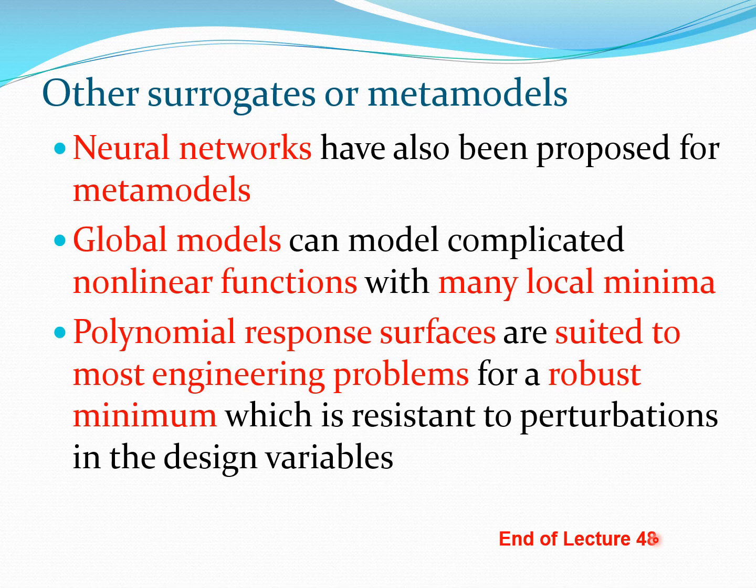However, I would say that polynomial response surfaces are well suited to most engineering problems because a very deep local minimum is often not very useful. You want a shallow local minimum which is robust. That means if you have perturbations in your design variable, your minimum point should not fluctuate too much. So response surfaces based on polynomials do help you in these kinds of situations, and you get a good robust optimum design. We have seen this in a work where we compared neural networks with response surfaces and found that response surfaces actually did give a more robust design, though neural networks gave a greater reduction in the particular objective function we were dealing with.